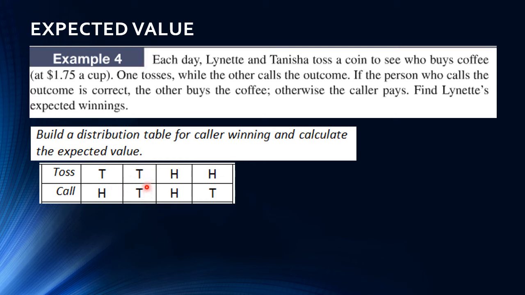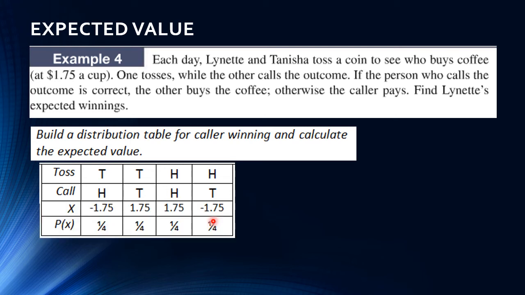Here, the caller matched the toss, so they would be a positive 1.75 because they get a cup of coffee. The next one, the same thing, it matches, so they get a $1.75 coffee value. And the last one, they don't match, so the caller would lose $1.75. Well, all of these cases happen 1 out of 4 times, right? There's no duplication here. So this is one event out of 1, 2, 3, 4.